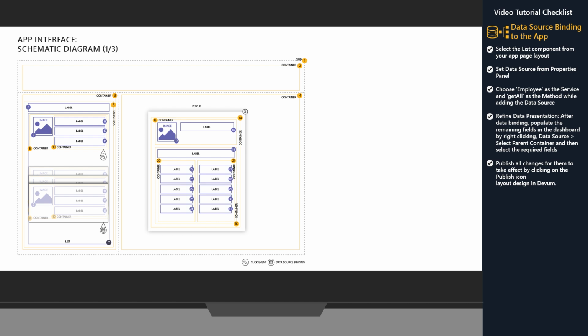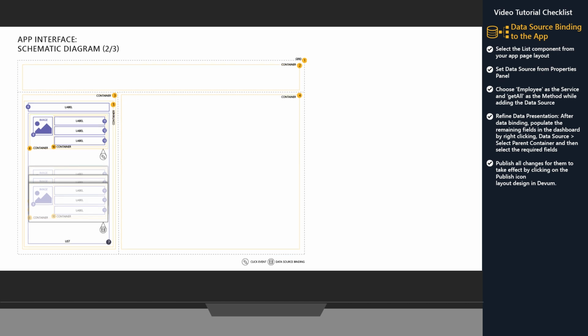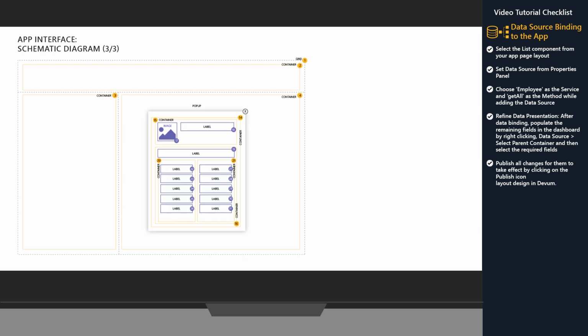In this episode, we will delve into data source binding. Data binding in a low-code platform provides users with the capability to establish a connection between a dashboard and a data source while presenting the data in a visually accessible manner. In our scenario, our objective is to populate our employee data within the layout that we created in episode 1.